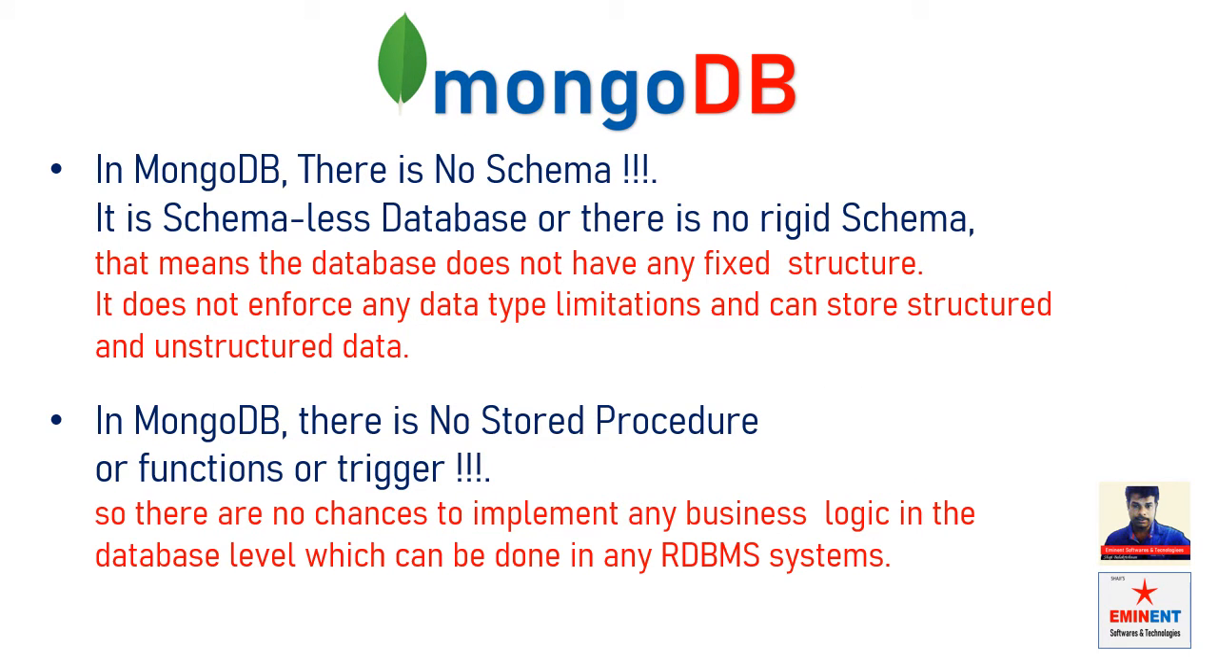In MongoDB, there is no schema. It is a schema-less database, or there is no rigid schema. That means the database does not have any fixed structure. It does not enforce any data types, limitations or constraints, and can store structured or unstructured data.